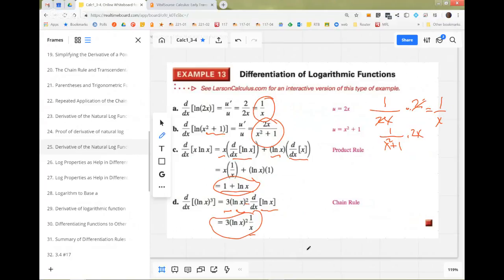Okay, so we're just applying, how does one take the derivative of a natural log? Okay, so it's 1 over the thing you're taking the natural log of, and then if there's a chain rule, make sure you apply it.